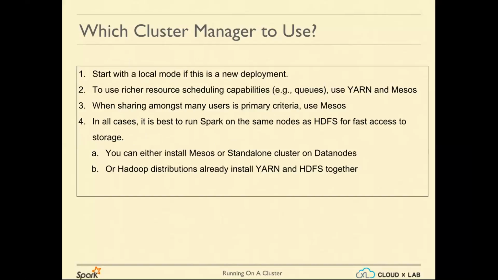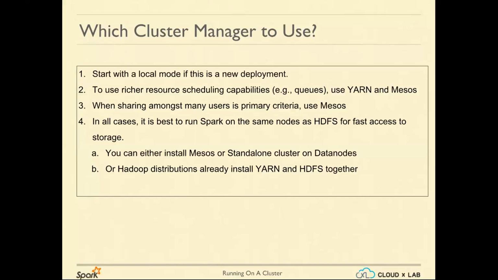So this was a quick overview of how to run Spark in various modes. The question is which cluster manager to use, whether to use Yarn, local, or standalone. Start with local mode if this is your new development. To use richer resource capabilities, for example queues, use Yarn or Mesos. When sharing amongst many users is the primary criterion, then you should use Mesos.